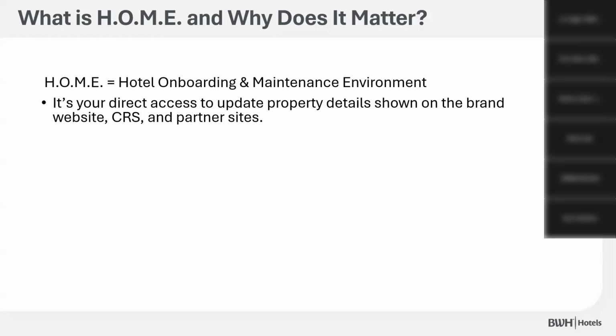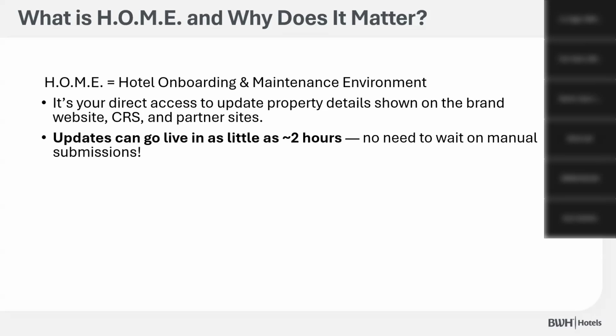The goal of it is to direct your access for your hotel to update everywhere. So when you make a change in this new Home portal that I'm going to show you today, it's going to go out to the Best Western branded websites. It's going to go out to our partner and connected sites and to the central reservation systems. The updates that are out there generally go live in as little as 2 hours, and you don't have to wait for manual submissions. It automatically submits when you go through and do them.